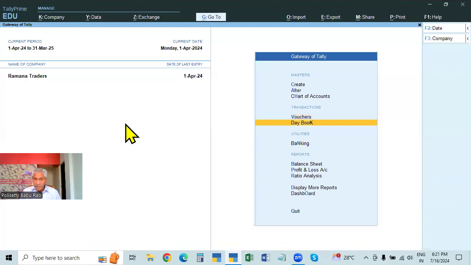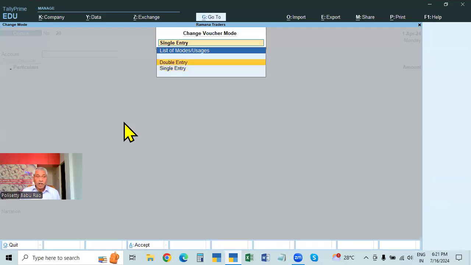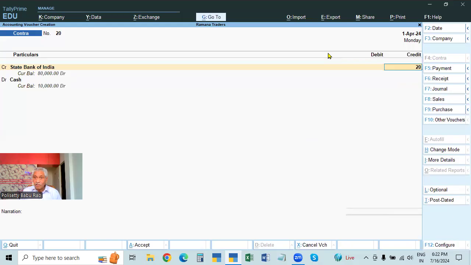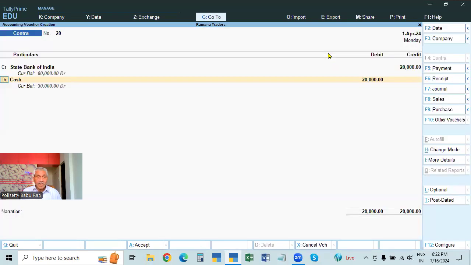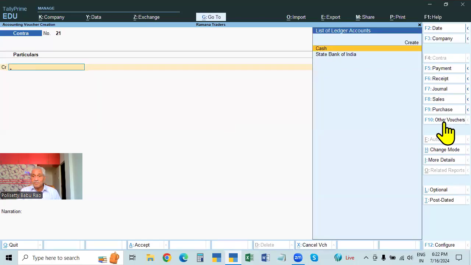Now the double entry is not completed, so go to double entry, Control H. In this case, when you are withdrawing from the bank, State Bank has given the amount, so credit State Bank of India 20,000 rupees, debit cash we are receiving, with the check number 1, 2, 3, 4, 5, 6. Being cash withdrawn from bank. So like this, we have to do. In these three cases, we used double entry and single entry.